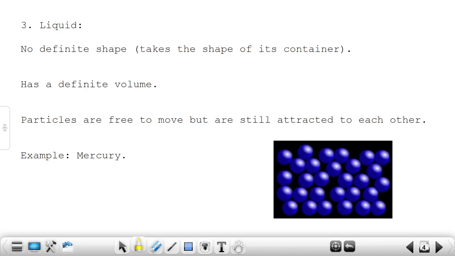So liquids have no definite shape. They just take the shape of its container, but they do have a definite volume. Particles are free to move, but are still fairly attracted to each other. For example, mercury or water. There's a little diagram down there. They aren't as compact. They're a little more loose to move around.